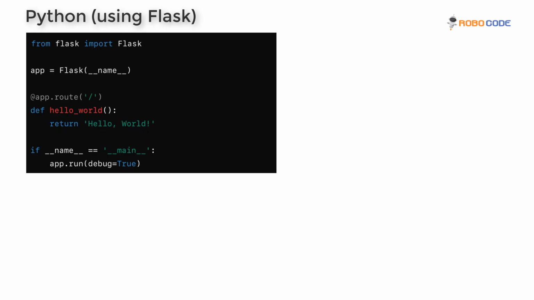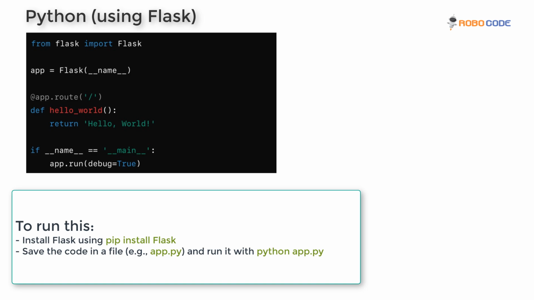To run the Python code, we'll install Flask using pip install flask and we'll save the code with app.py and run it with python app.py.